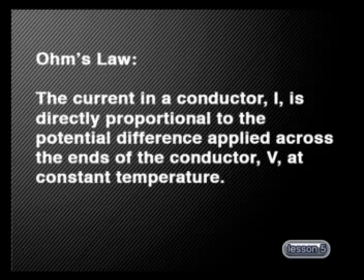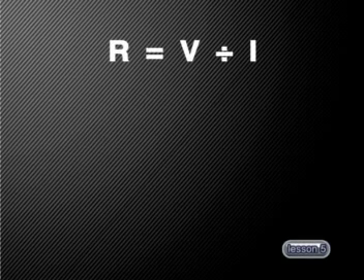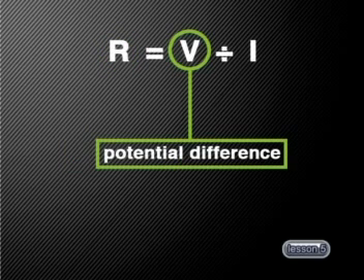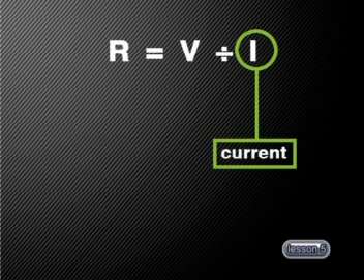Now, do you remember that there is a relationship between potential difference and current? This relationship is described by Ohm's law. Can you recall this important law? The current in a conductor I is directly proportional to the potential difference applied across the ends of the conductor V at constant temperature. This law can be expressed mathematically as R, the resistance of a conductor, is equal to the potential difference V divided by the current I.